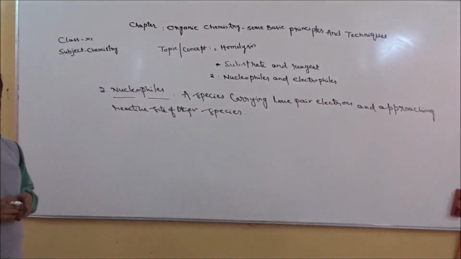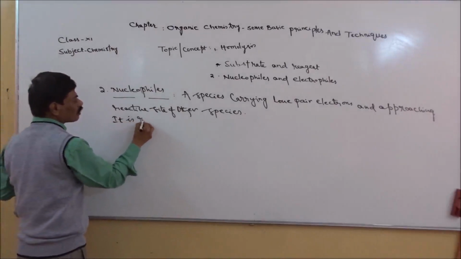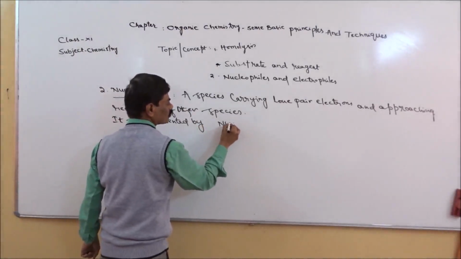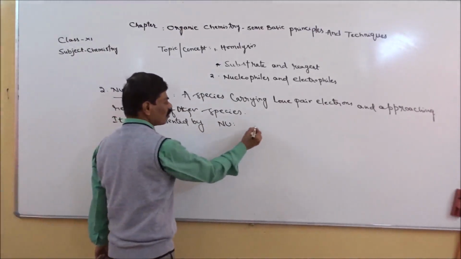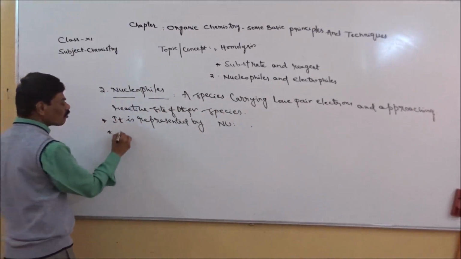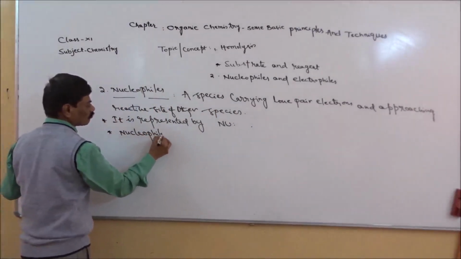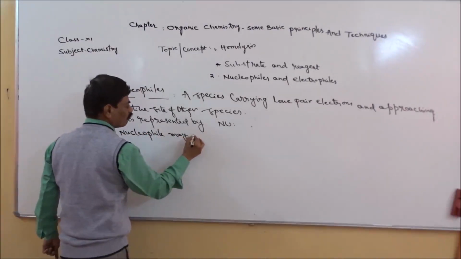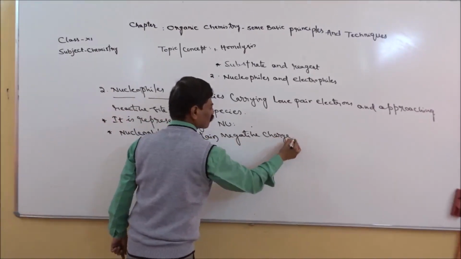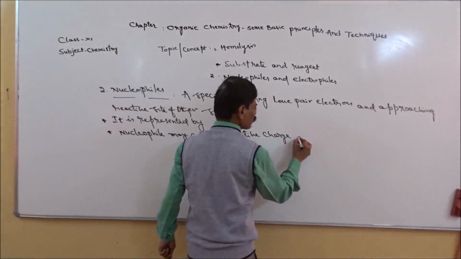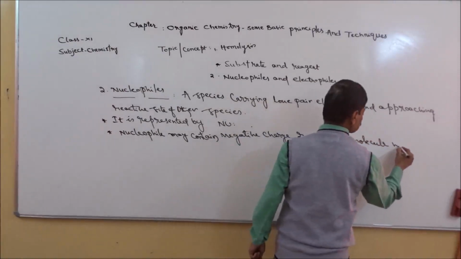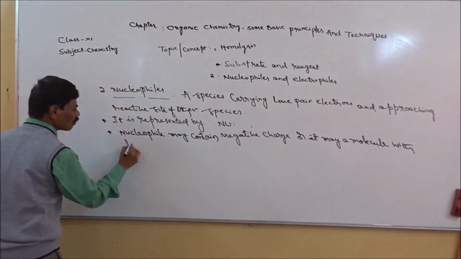Now let us see how it is represented. It is represented by Nu with a lone pair of electrons. This is the representation of a nucleophile. Right? Another point is that a nucleophile may contain a negative charge, or it may be a molecule with a lone pair of electrons.